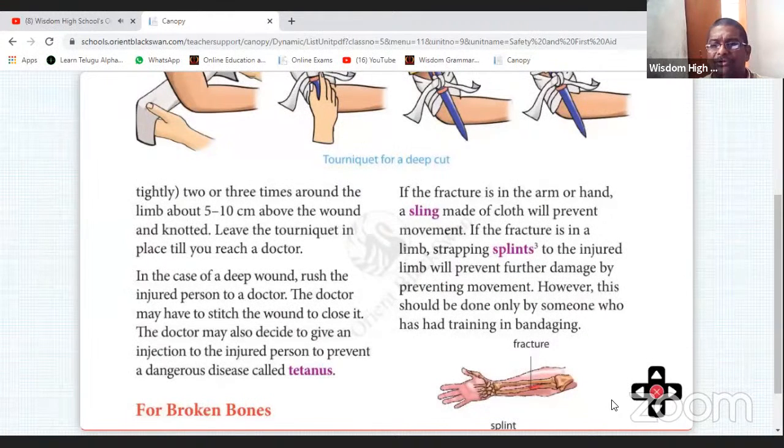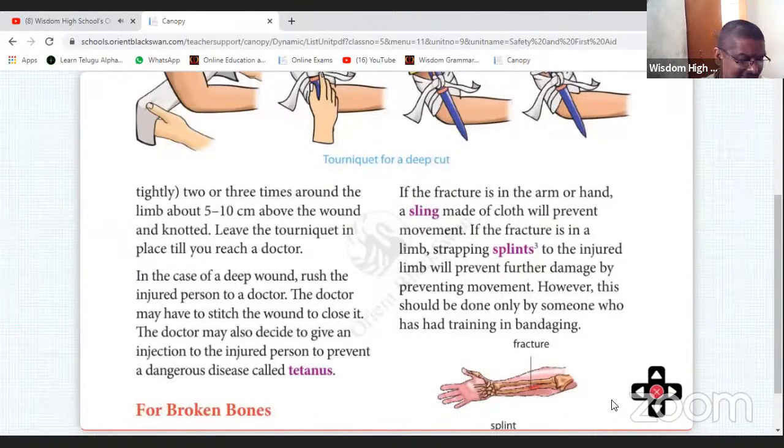First, if the wound is deep and bleeding continuously, children concentrate here. If blood doesn't stop and the wound keeps bleeding, you have to apply a bandage or strip of cloth, which is called a tourniquet. A tourniquet is used to cut off the flow of blood from the heart to the wound.